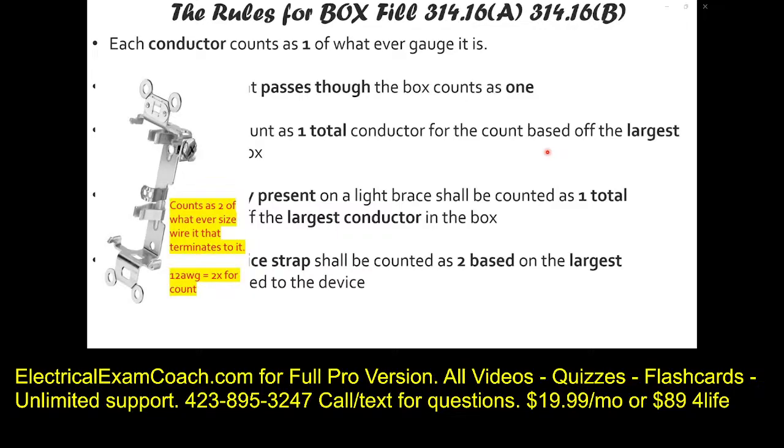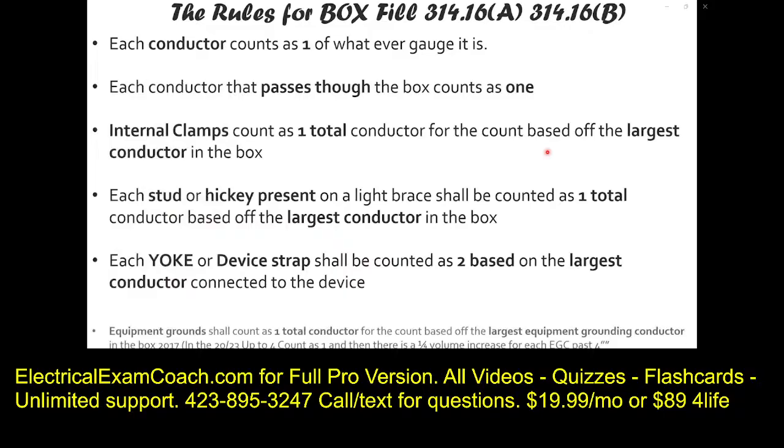So each one of those, and how I like to think about it, is each gang of a box. If you have a single gang box, 2 gang box, or 3 gang box, each gang is going to count as 2 based off the largest wire that is connected to the device. So if I had a box that had 12 gauge on one switch and 14 gauge on another switch, the first switch would count as 2 12s and the second switch would count as 2 14s.